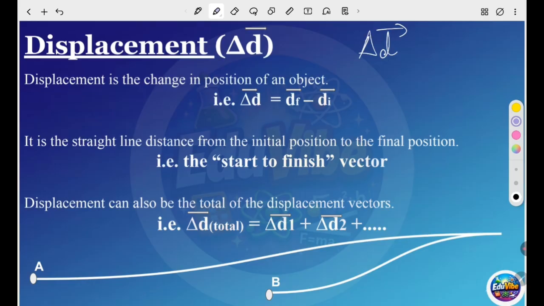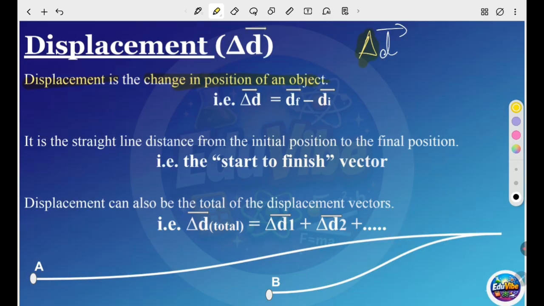So what is displacement? Displacement is a change in position of an object. When the position of an object changes, we say that displacement has happened. If something is changing, we put delta for it. That's why we put delta for displacement, because it's a change in position.